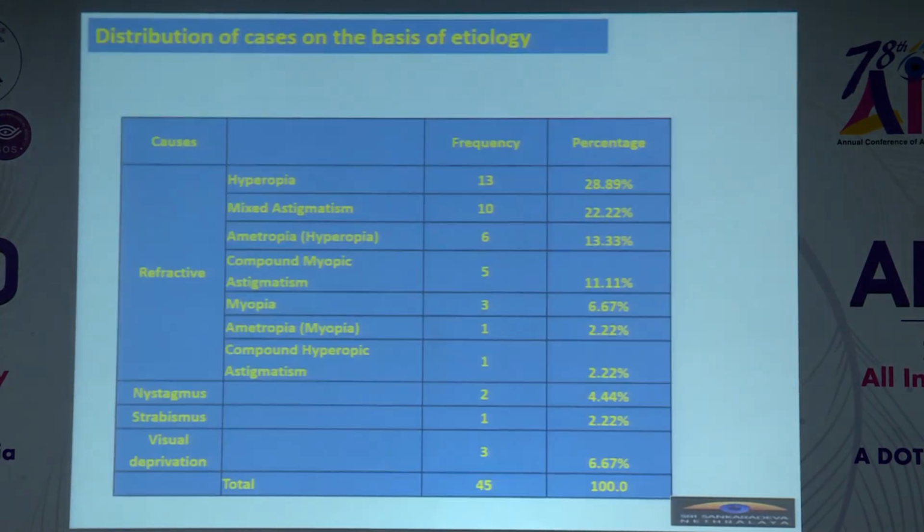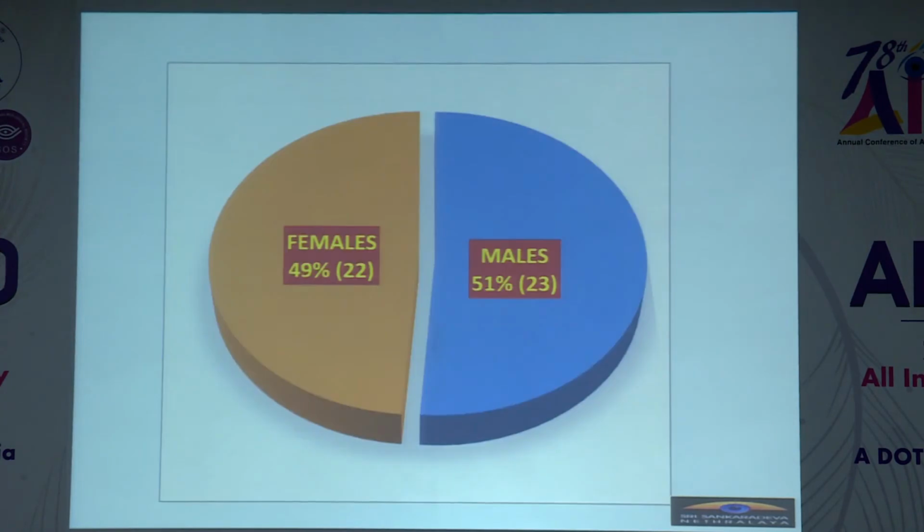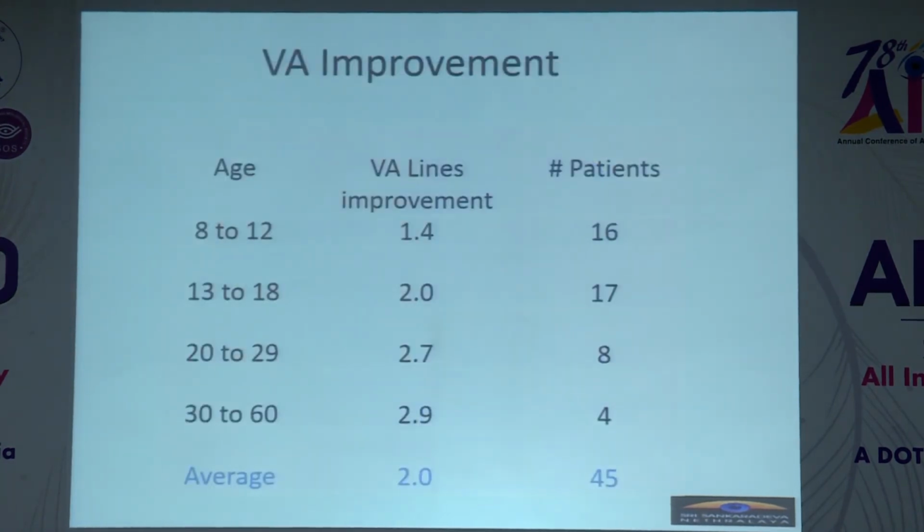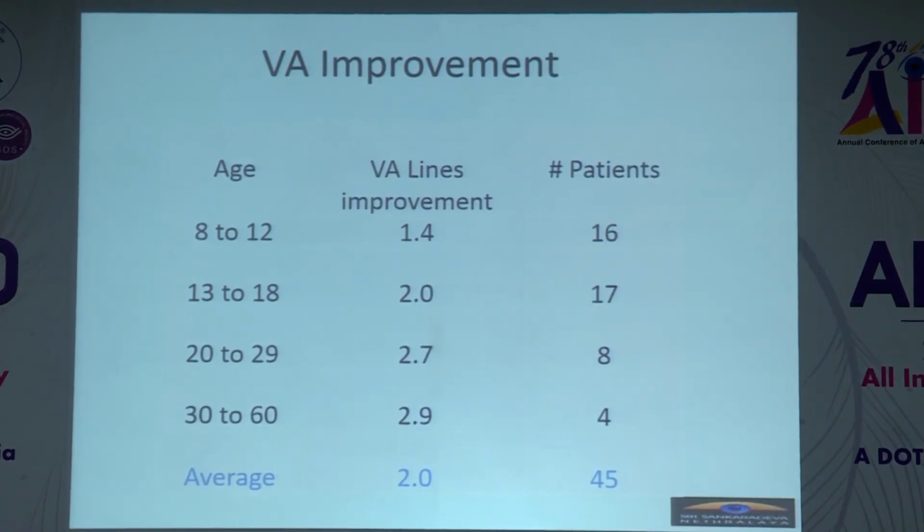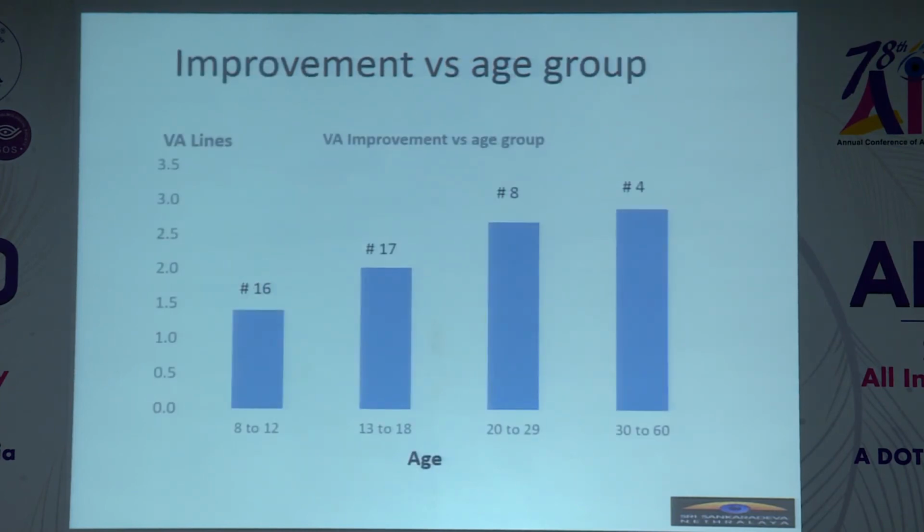The main outcome was best-corrected visual acuity. This is the distribution of the cases based on the etiology, and we had 22 females and 23 males included in the study. This was the average visual line improvement. On average, there was a 2-line visual improvement among these 45 patients, and as the age advanced, the visual acuity line improved. This is the graph showing the visual acuity improvement.